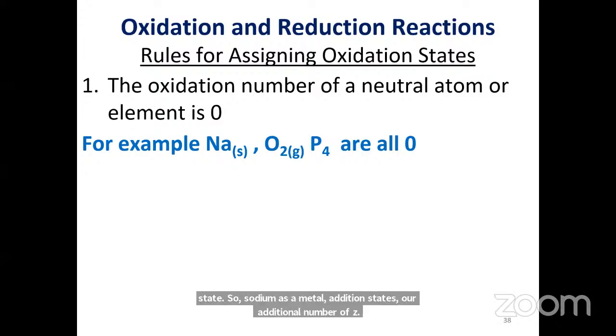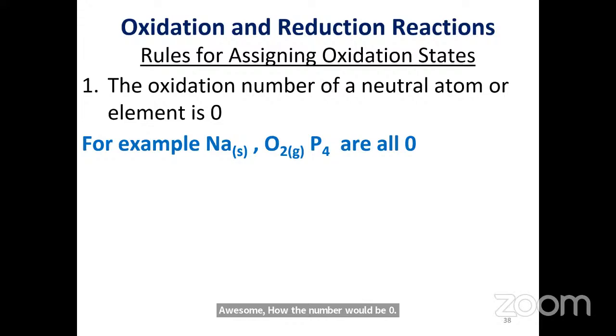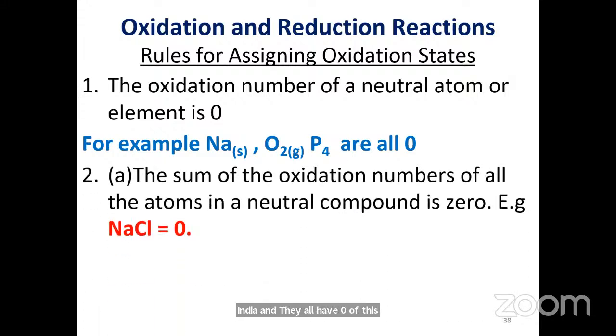Oxygen gas, oxidation number will be 0. Phosphorus, oxidation number is 0. So all the elements in their neutral state have 0 oxidation state or 0 oxidation number.